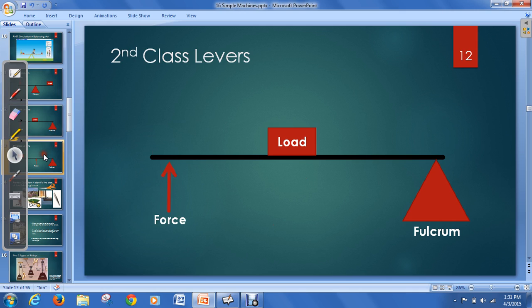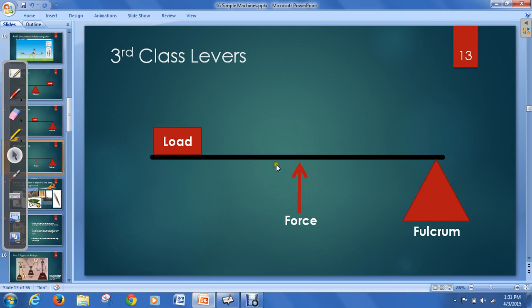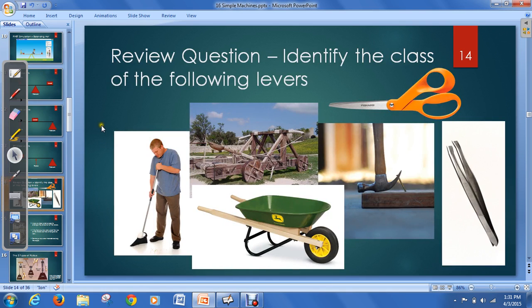And the last example, which you probably already guessed, the third class lever, is when the force is in the middle of the lever. The load is on one side and the fulcrum is on the other. So in all these examples, it's based on what's in the center of the lever. Is it the fulcrum, is it the load, or is it the force? Okay, so let's look at a couple of examples and see if we can determine what type of class lever these are.